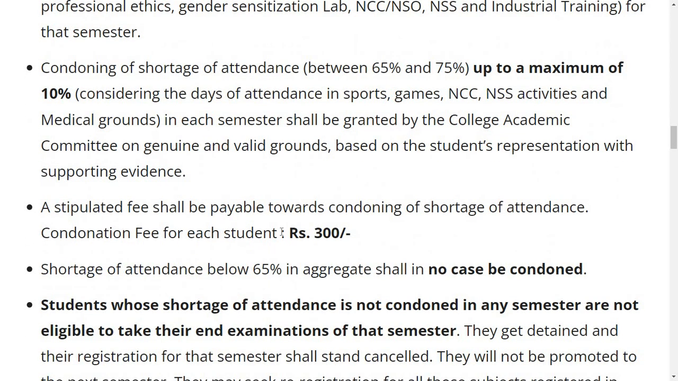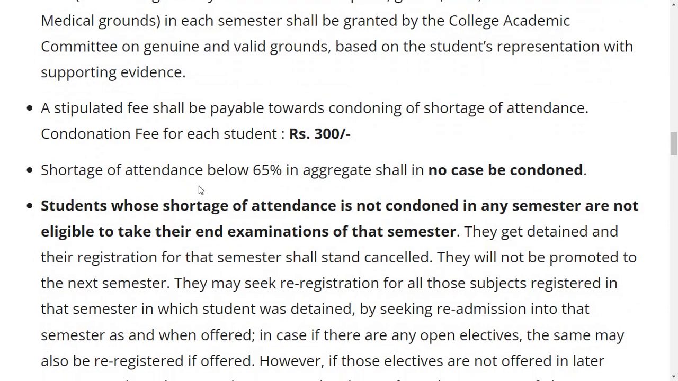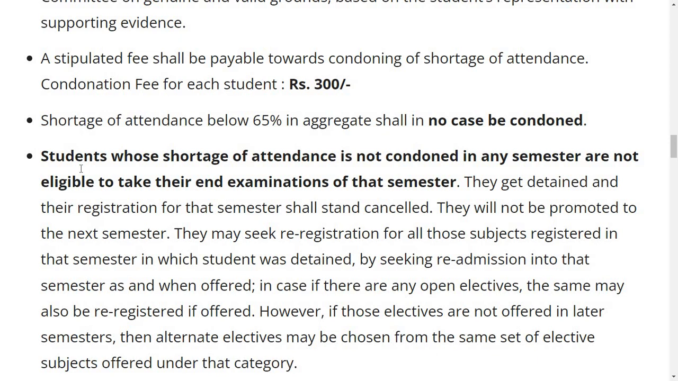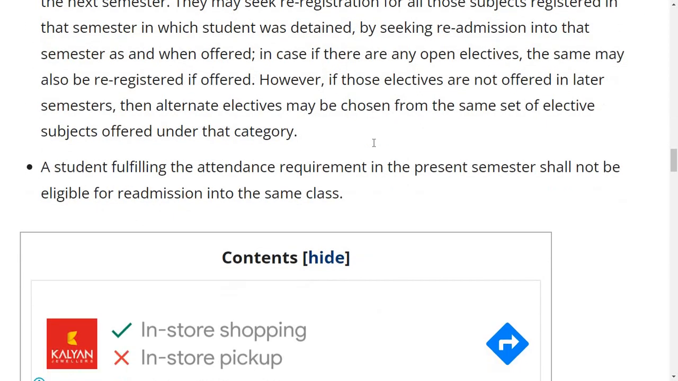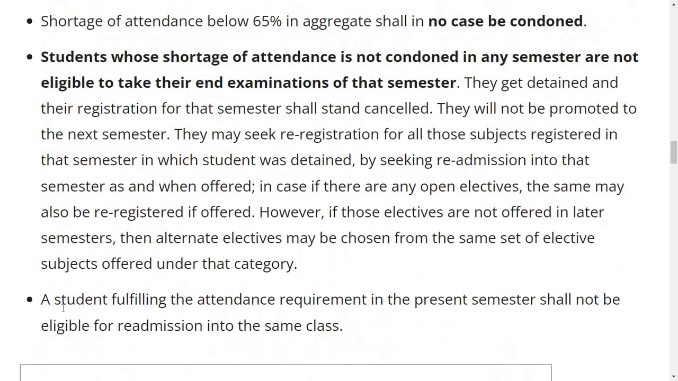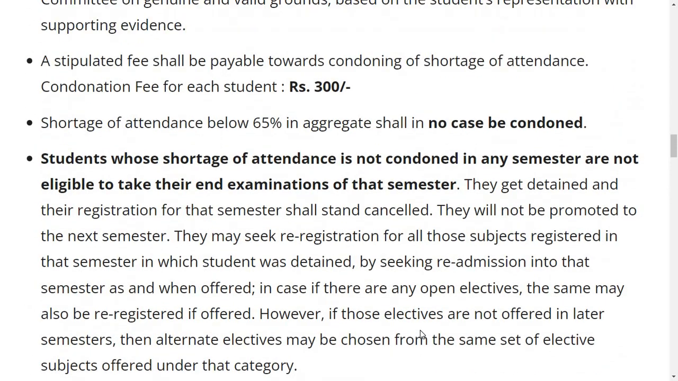But if they are asking you to pay the condonation fee, then you can pay 300 to 10,000. Shortage of attendance below 65 in aggregate shall in no case be condoned. So 65% is valid, but below 65 you have to pay. Students whose shortage of attendance is not condoned in any semester are not eligible to take their end semester examination of that semester. So if you have less attendance, then they won't allow you to attend the coming semester examination, and they will detain you. A student fulfilling the attendance requirement in that present semester shall not be eligible for readmission into the same class. Okay, so make sure to fulfill attendance.